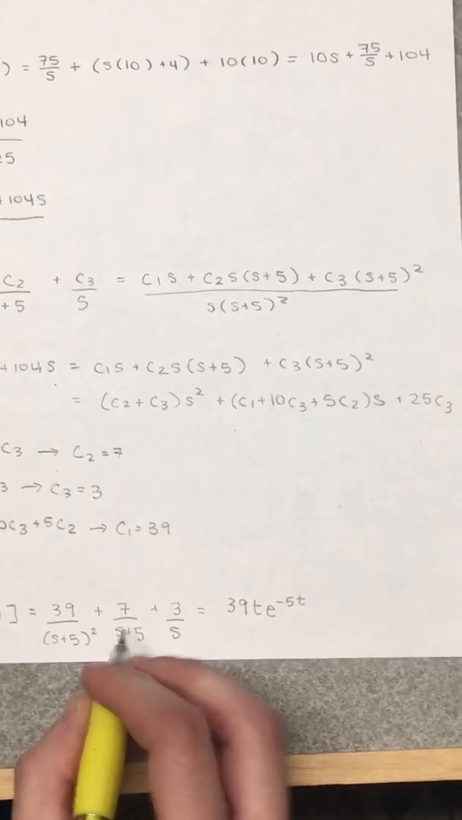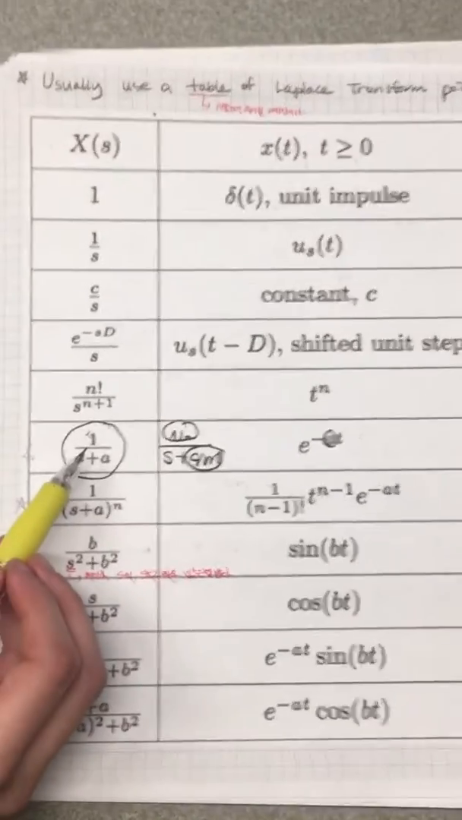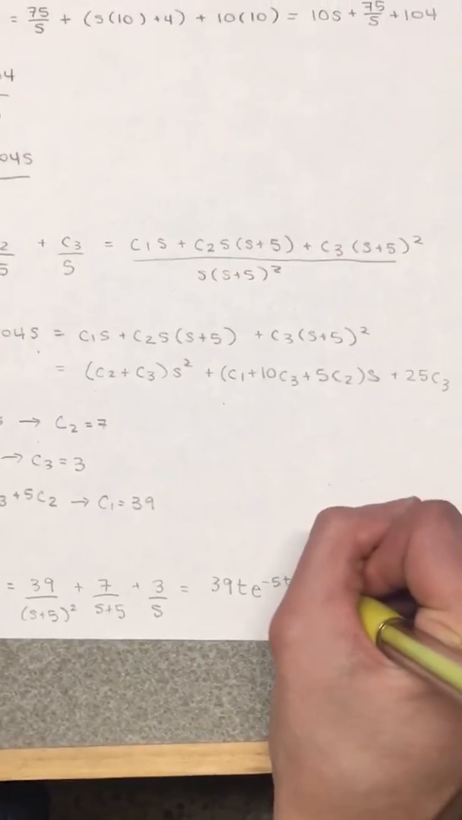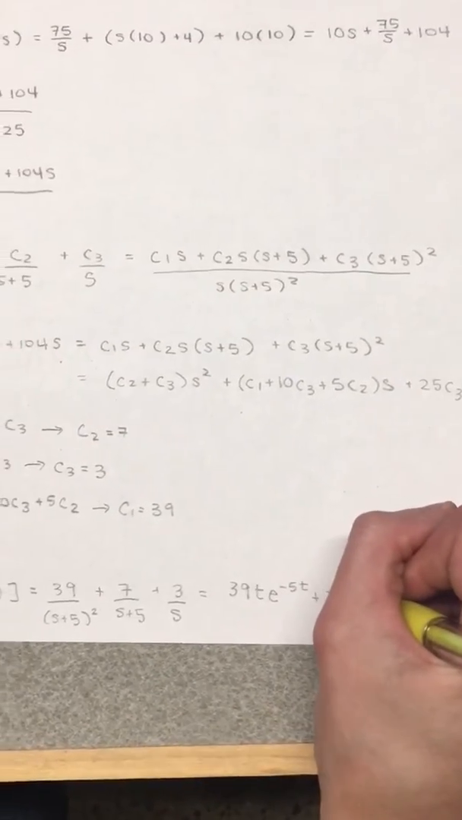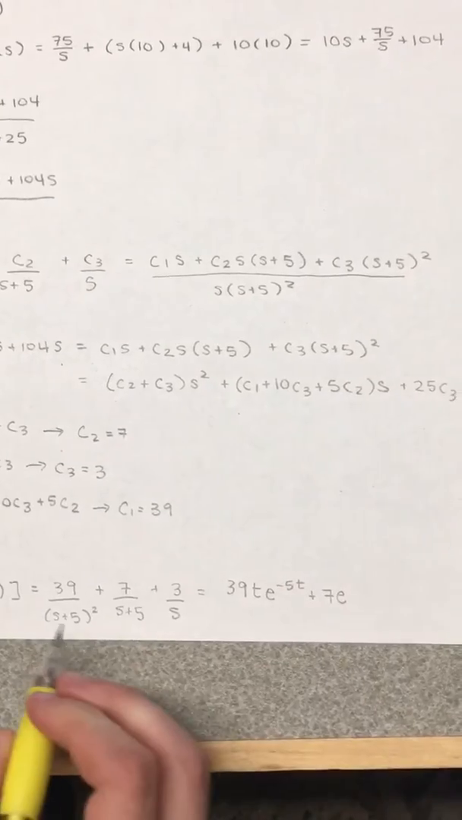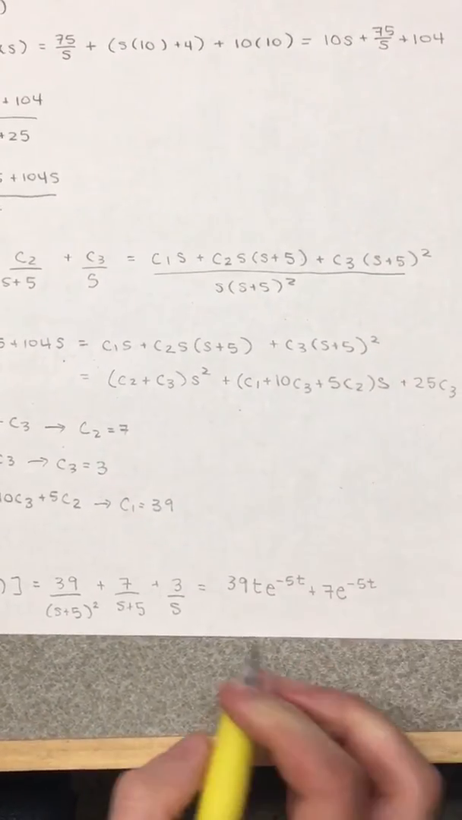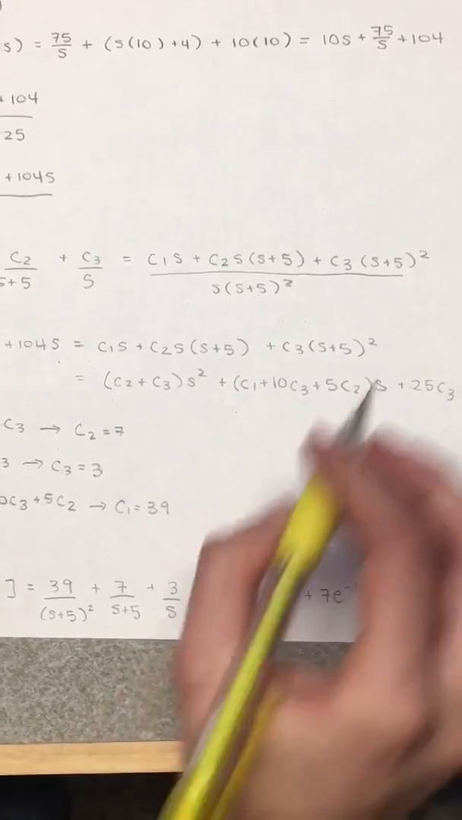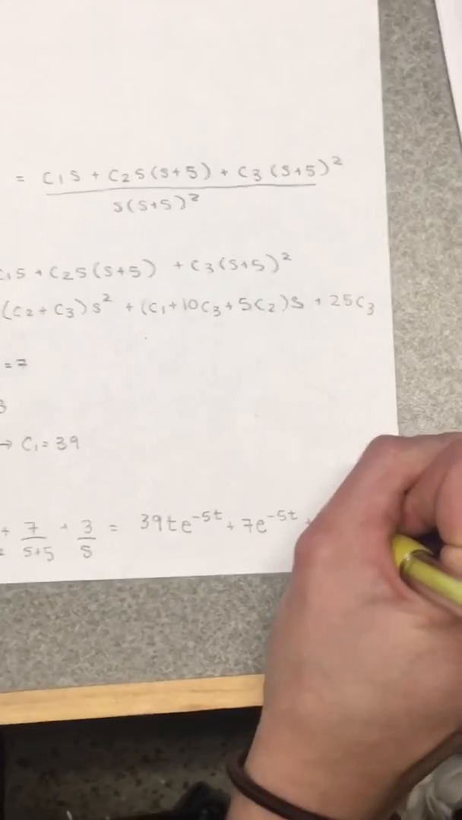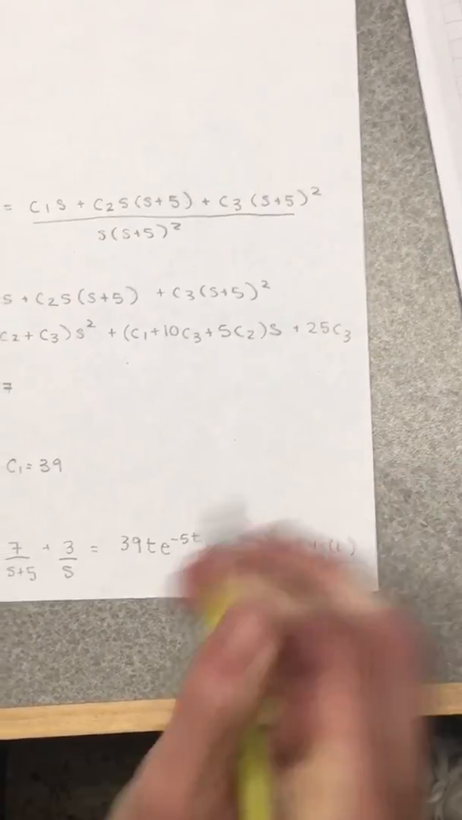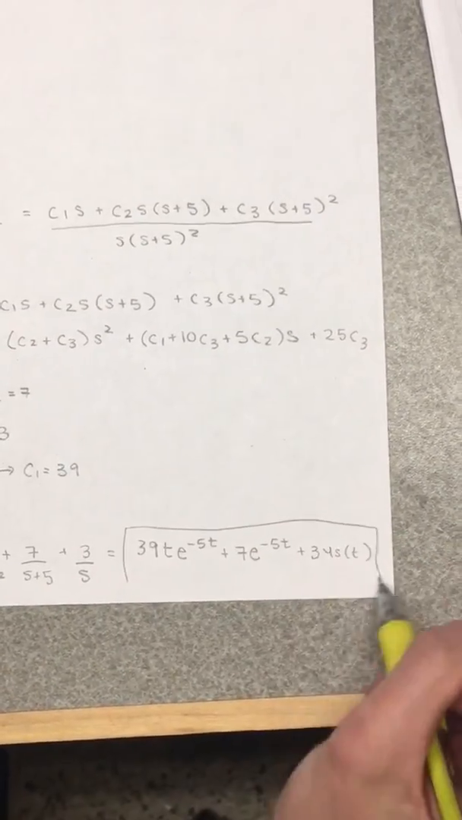So then the second one, you're going to use this equation, the 1 over s plus a. So you have your constant 7, so it'll be plus 7 e to the minus 5t. Then your last one, since it's just 3 over a constant, 3 over s, you'll have 3 u_s(t). And that will be your Laplace transform solution of your ODE.